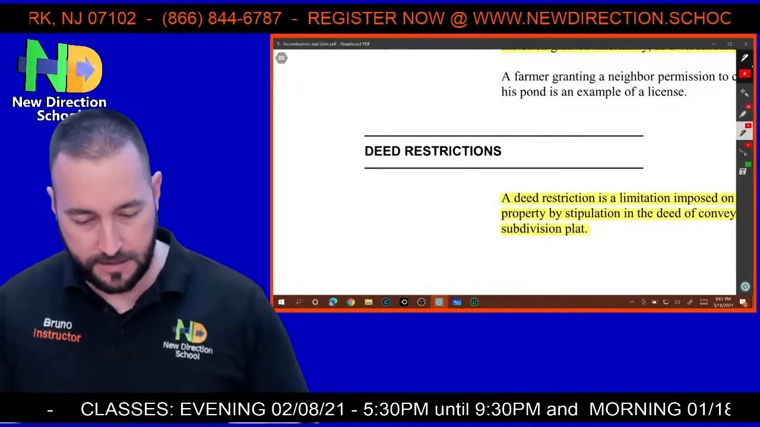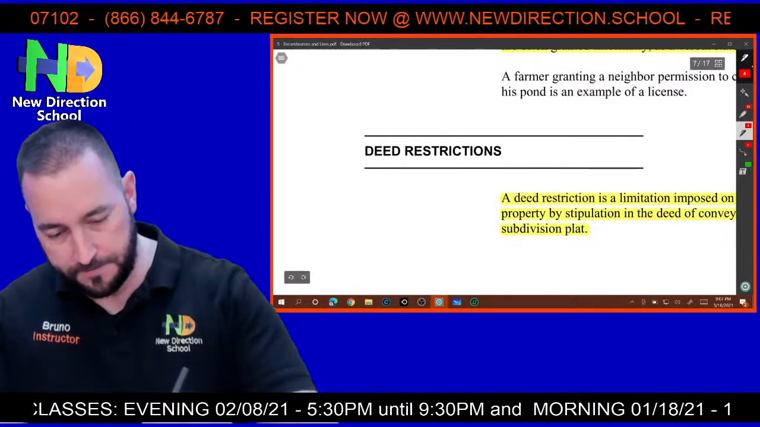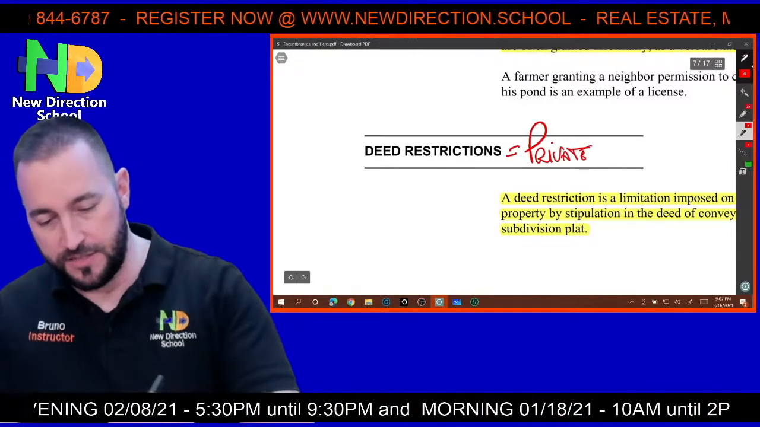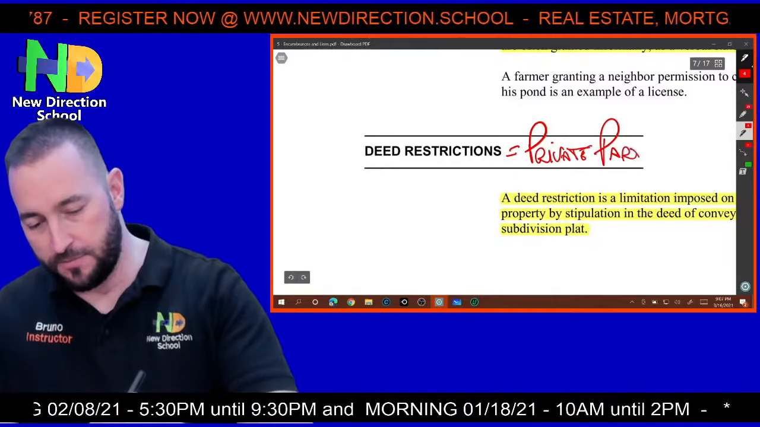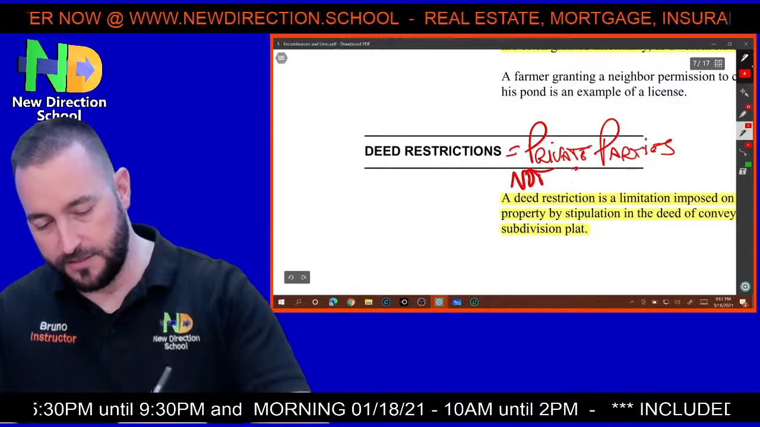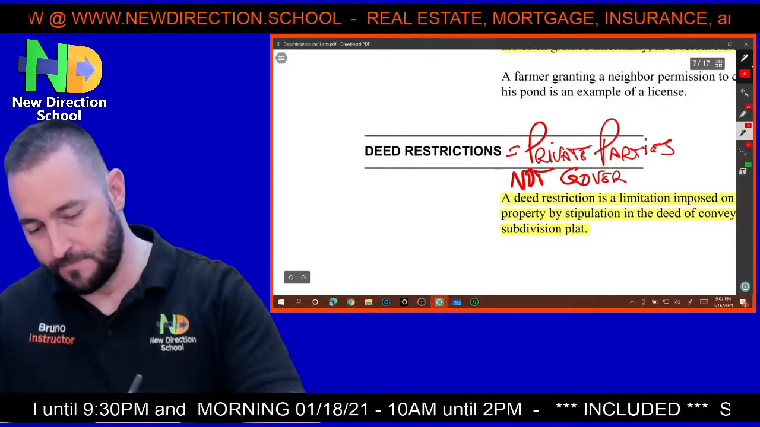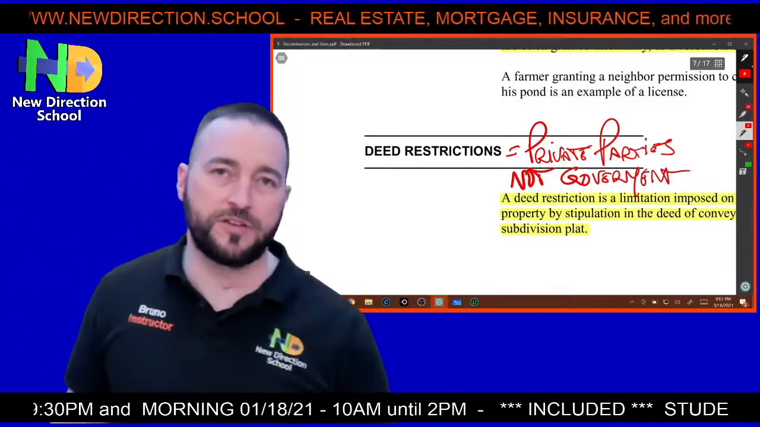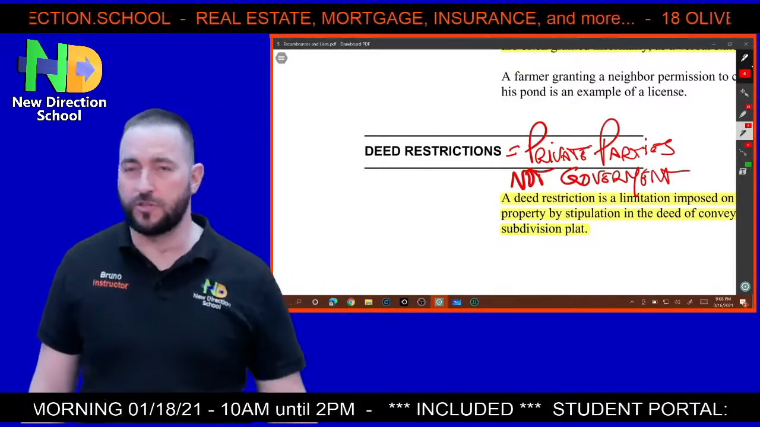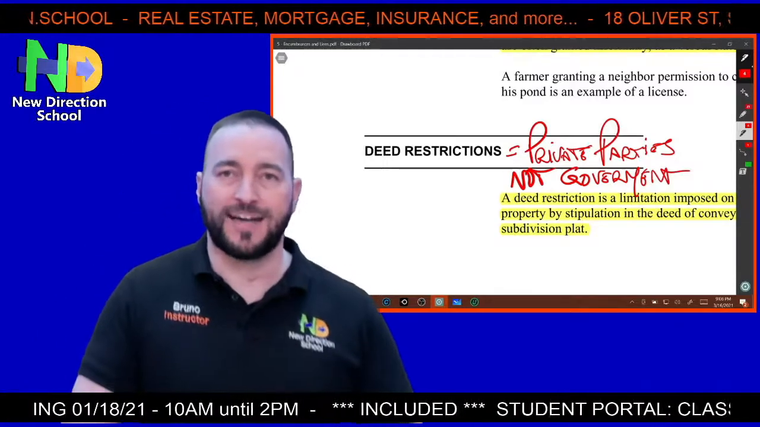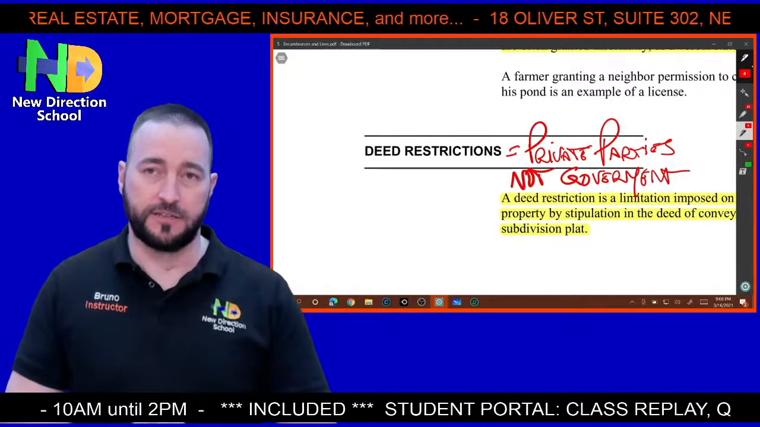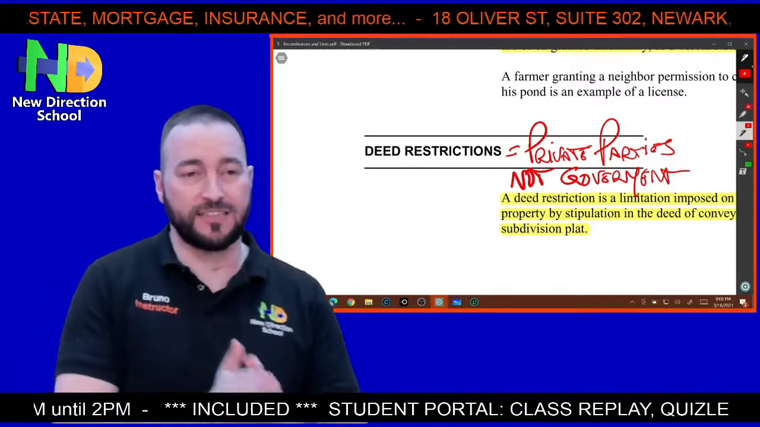What we need to remember is that these are private. Every time you see deed restrictions, it's private parties, not government. You need to remember that. For instance, I sold the property to you as long as you're alive. There's a restriction on the deed. I sold the property to you as long as you use it for hospital purposes. There's a deed restriction. Okay? So these are private parties. If we see deed restrictions, it has nothing to do with the government.